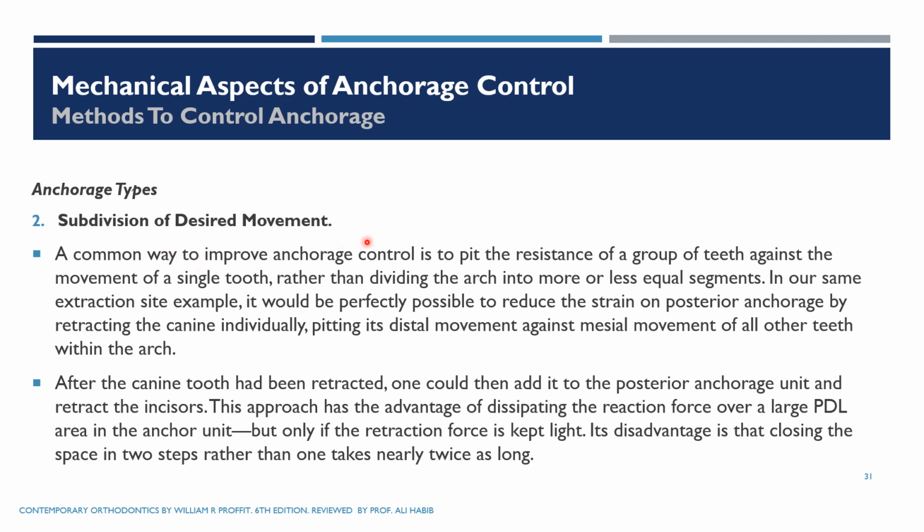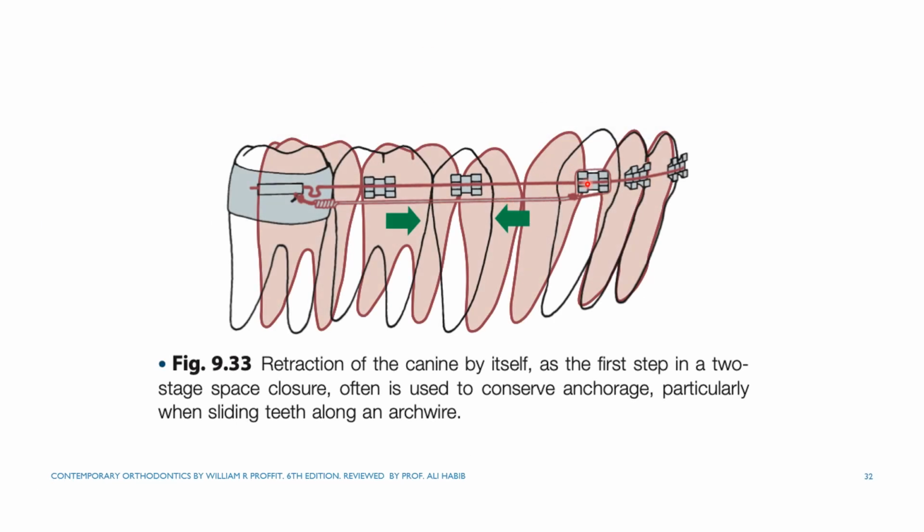Another anchorage type is the subdivision of desired tooth movement, and this is a way of reducing anchorage loss. This was introduced by Tweed when he introduced extraction mechanics. He decided to divide the anterior teeth into canines first, to move them alone, and then move the anterior teeth backward. Of course, this type of anchorage has advantages and disadvantages, and we're going to talk about this later. This is what we are doing. We try to move the canine first, slide it, and then move the anterior teeth backward. By dividing teeth into canines first and then anterior teeth second, this will reduce the anchorage loss posteriorly.